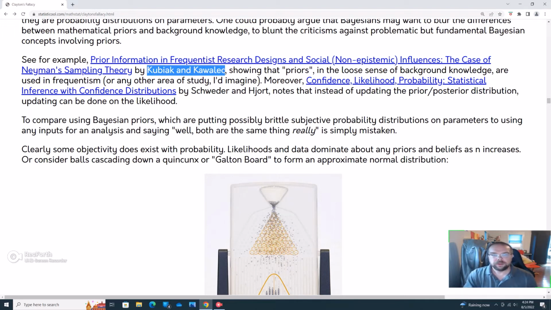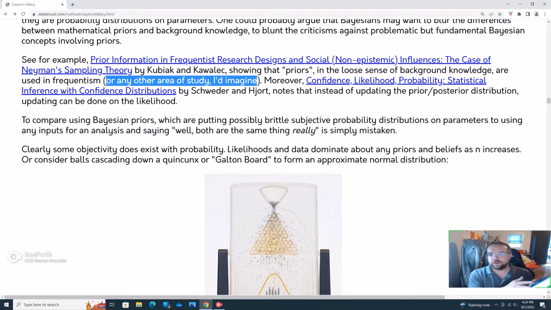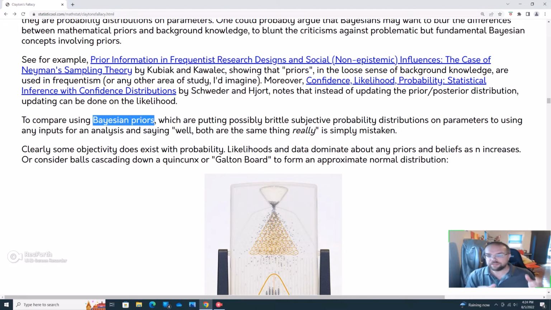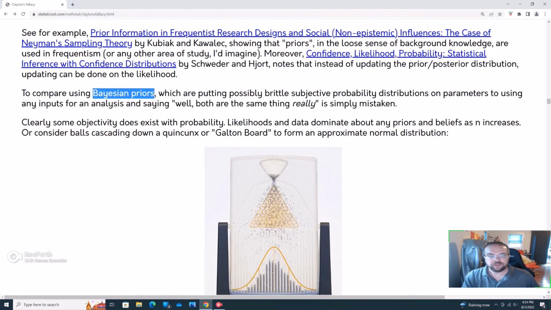For example, an article by Kubiak and Kowalek shows that background knowledge in the loose sense is used in frequentism, and I would imagine in any other area of study. And in the book Confidence, Likelihood, and Probability, they mention that instead of updating the prior or posterior distribution, updating can be done on the likelihood itself. But comparing a mathematical probability distribution on a parameter to any type of knowledge is not true at all. I don't think those are the same thing.